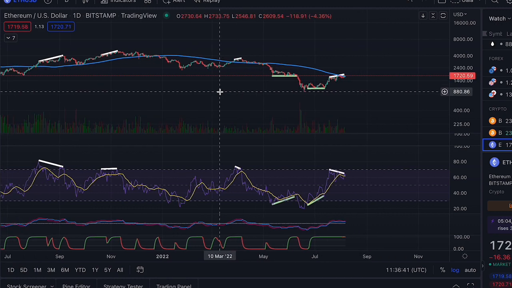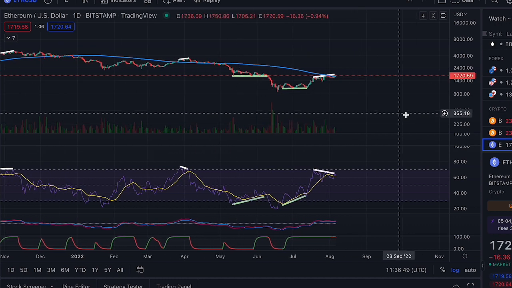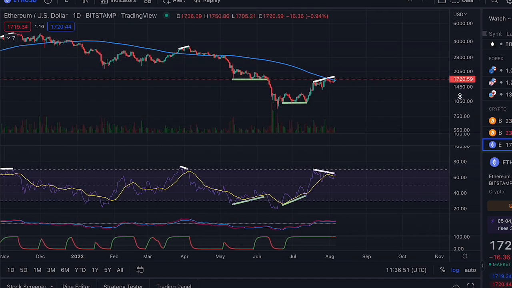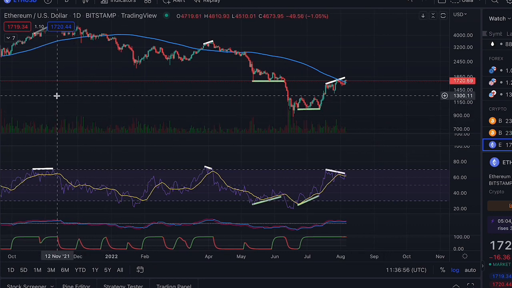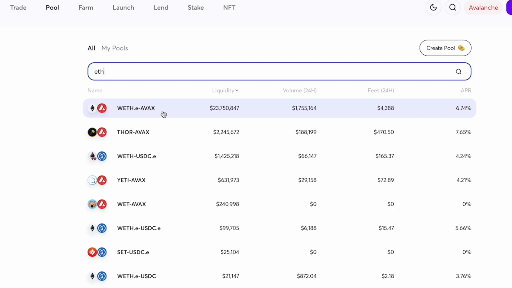Just be careful. Always use dollar cost averaging. If you're going to buy right now, I would buy with a small position relative to what you are thinking of buying in at, and then just see where price takes us. Okay, so this isn't just for Ethereum. Ethereum is in so many different liquidity pools.